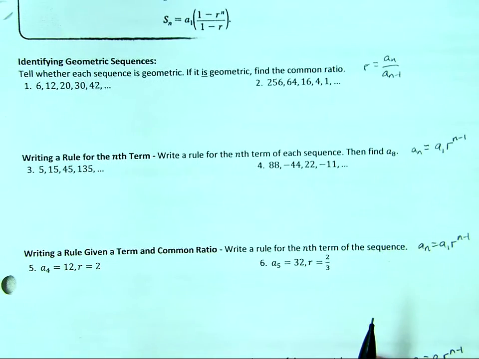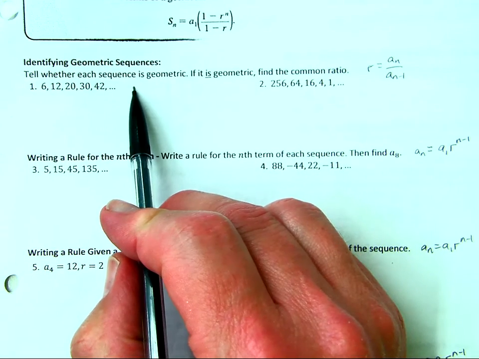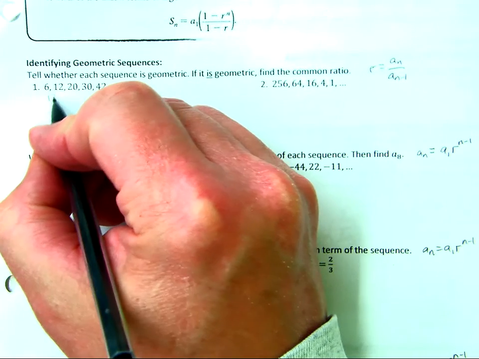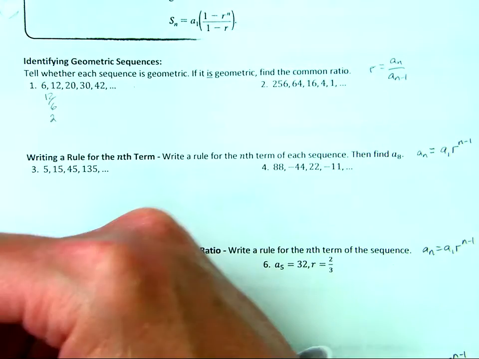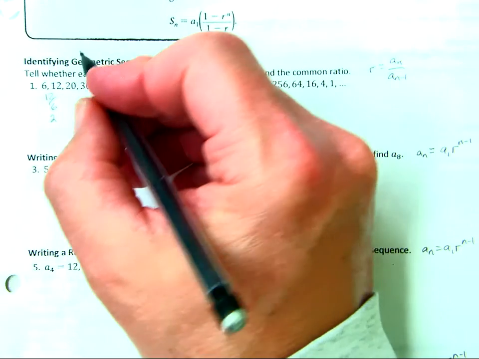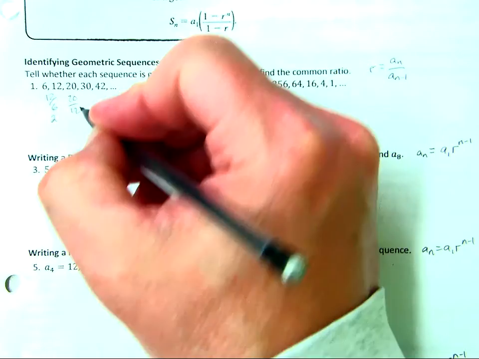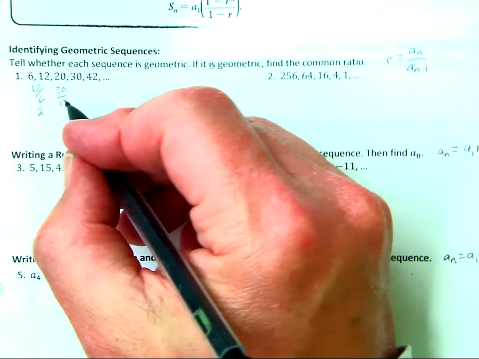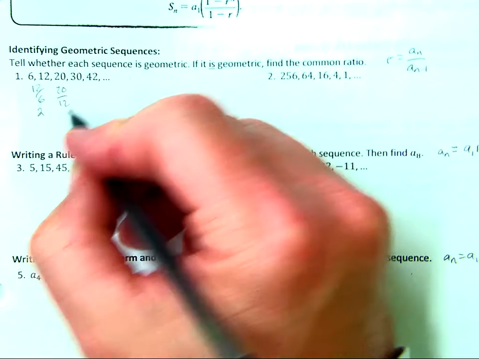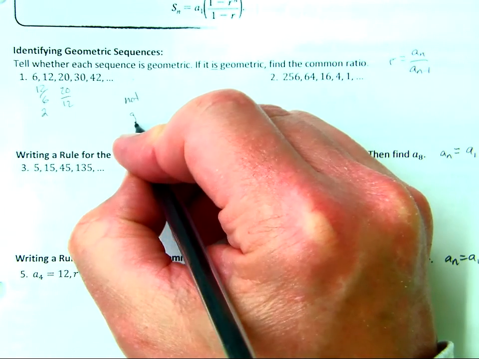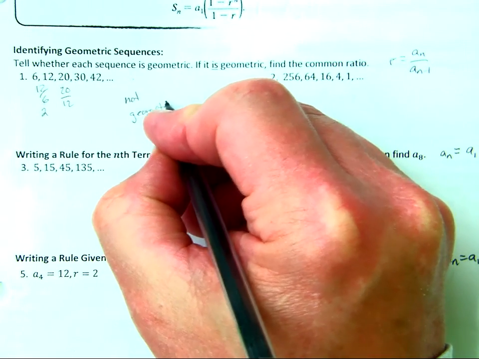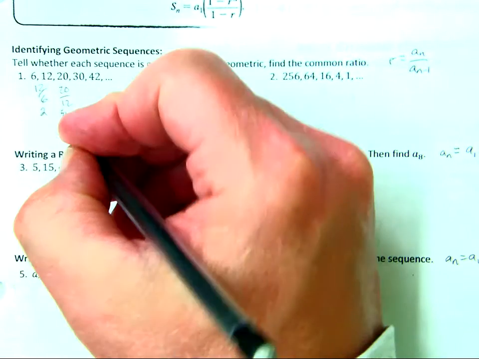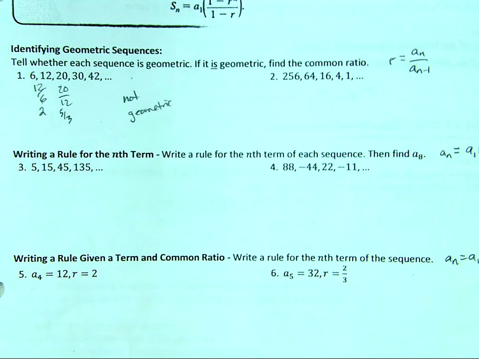So if we're doing a problem like here, first we're going to decide if these are geometric. So here's our sequence. Again, we're going to divide. So we take 12 divided by 6. That gives us 2. We take 20 divided by 12. Again, we're picking a term and dividing it by the term before it. 20 divided by 12, well, that's not 2. So this one is not geometric. We know that already because 20 divided by 12 is, what, 5/3? So we have to get the same thing every time. r is a constant.